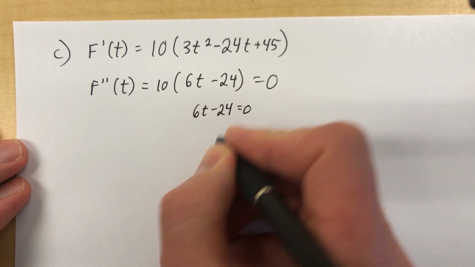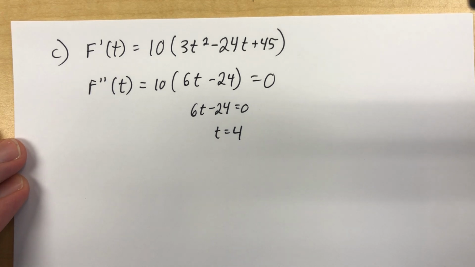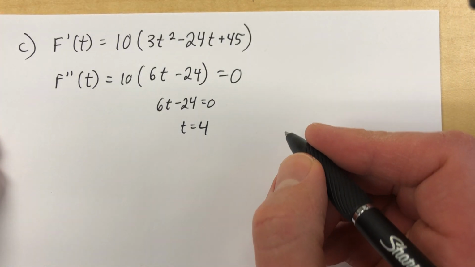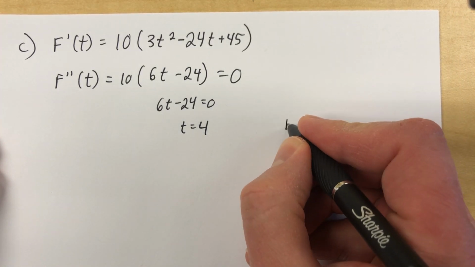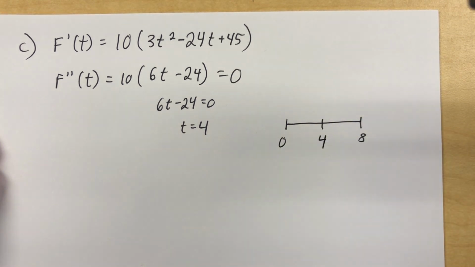And this can happen in your head. I think that's kind of implied. So t equals 4. So let's do the number line thing. And I say the number line thing, I really mean sign analysis. Technically, that's what it's called. We are analyzing signs. And we will plug numbers into the second derivative.